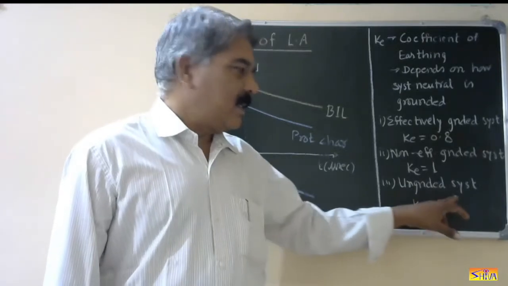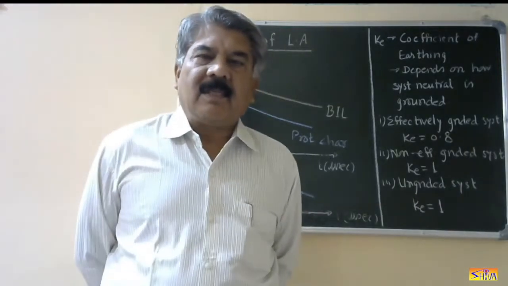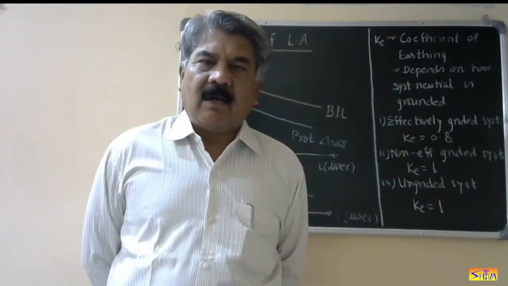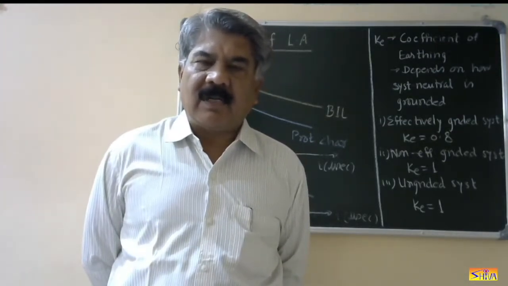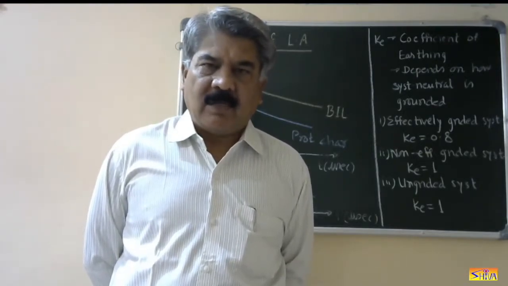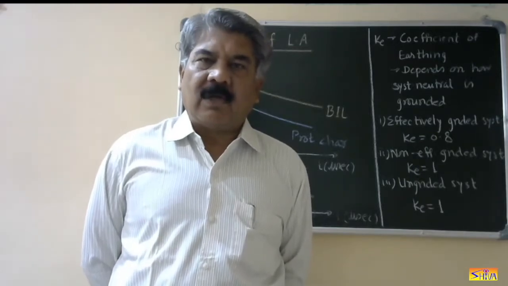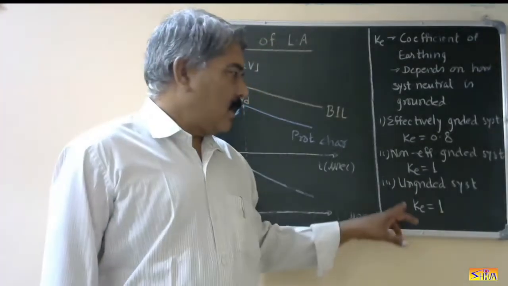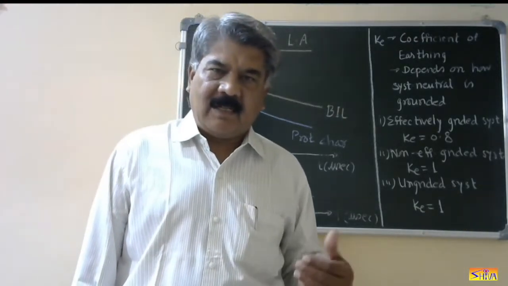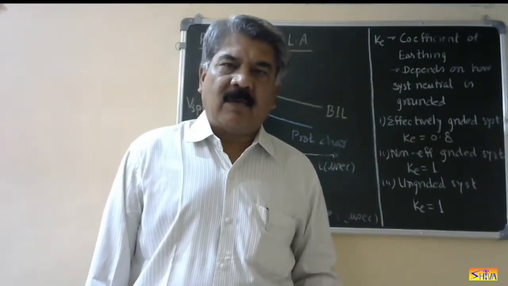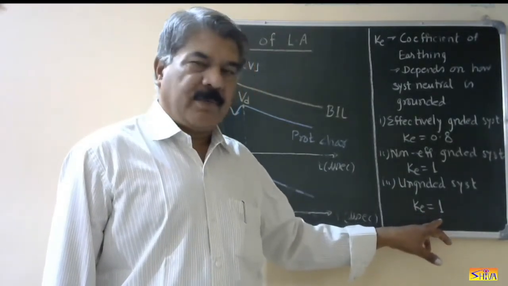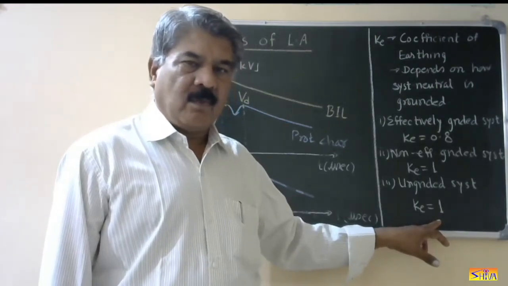And last one is ungrounded system. These are the systems in which the line to ground voltage of healthy phase during fault condition can exceed 100% of system line to line voltage. And if system neutral is not grounded, then in such case, the line to ground voltage of healthy phase can exceed 100% of line to line system voltage. For such systems also, we take coefficient of earthing is equal to 1.